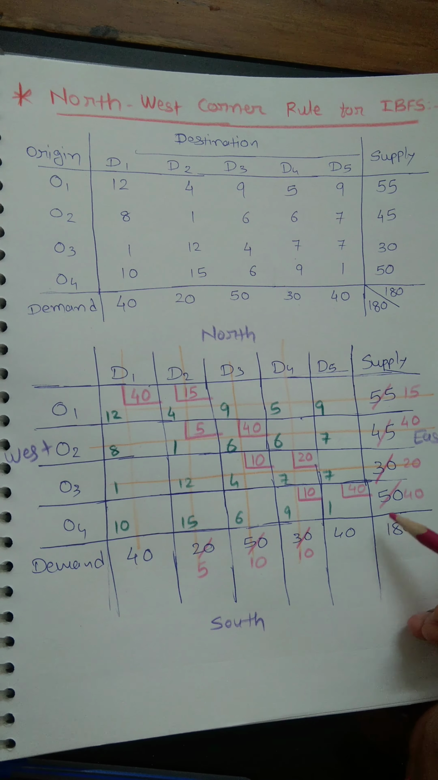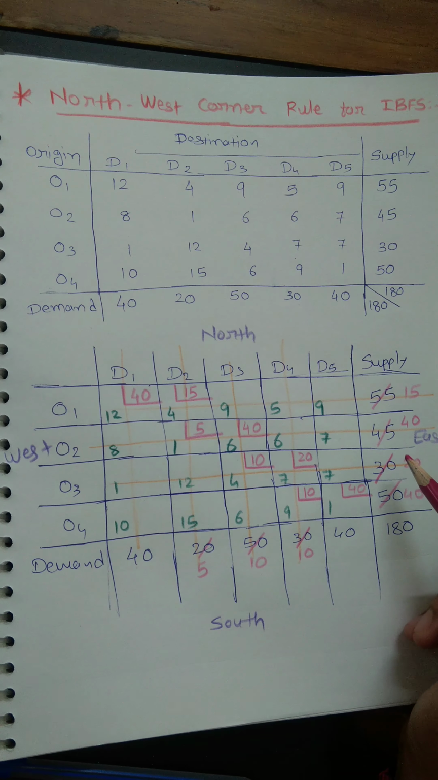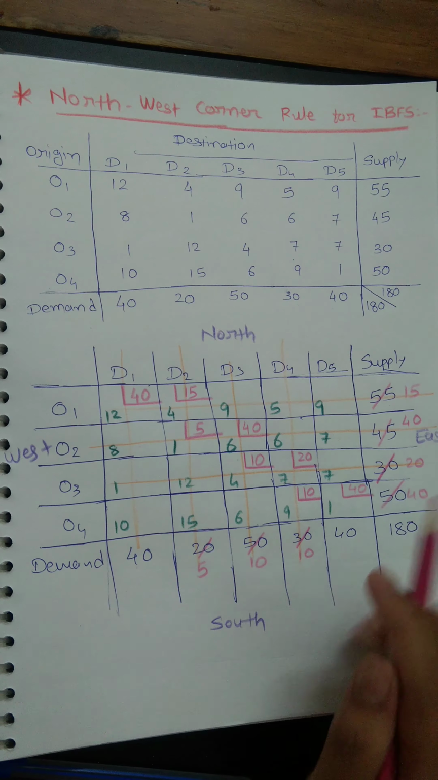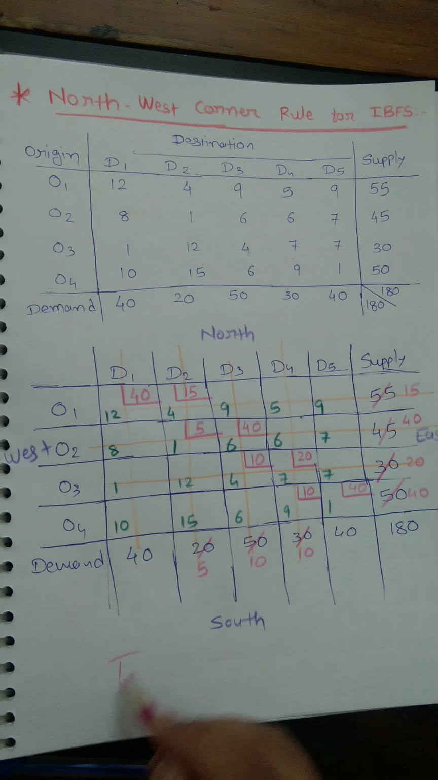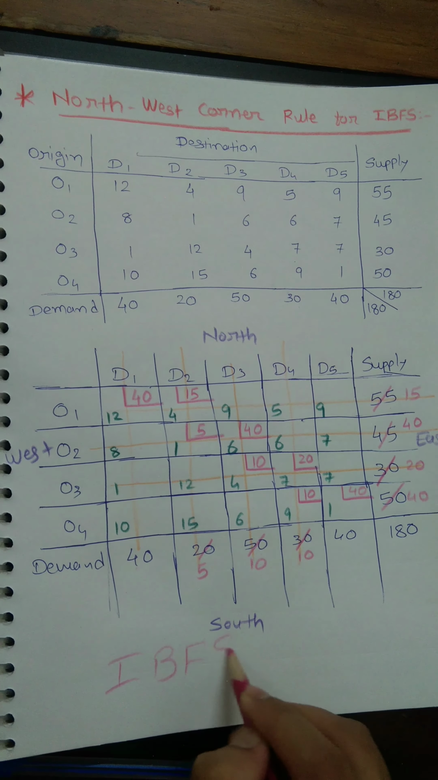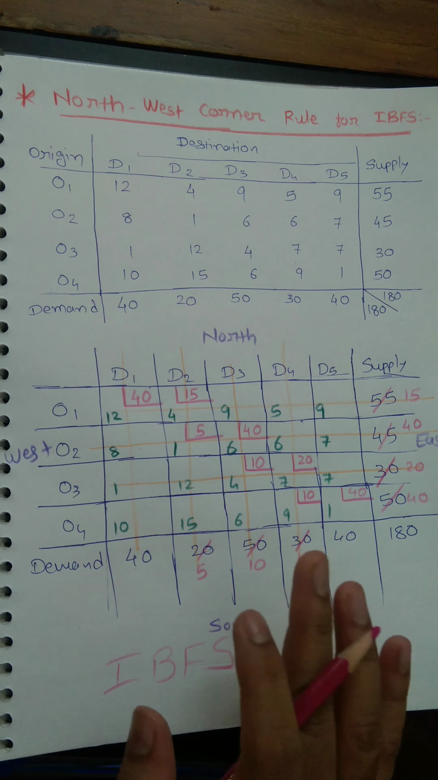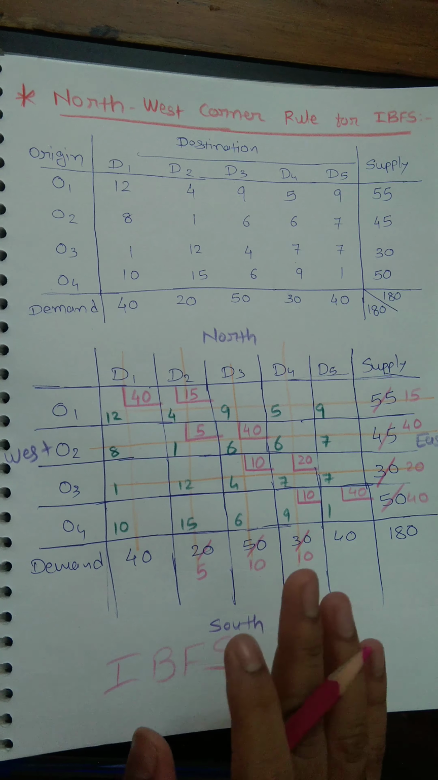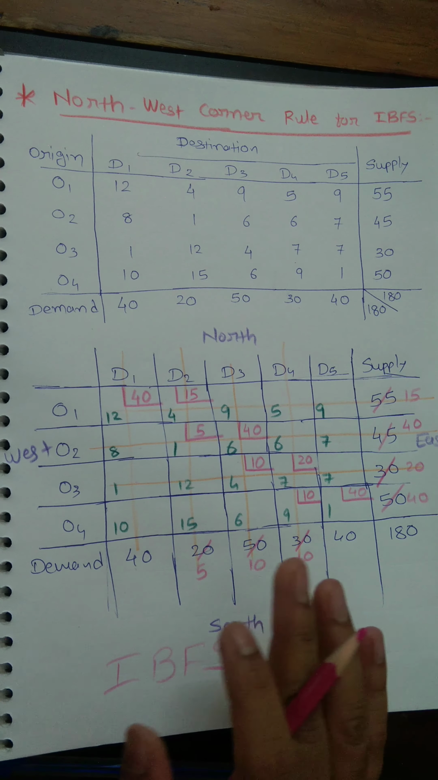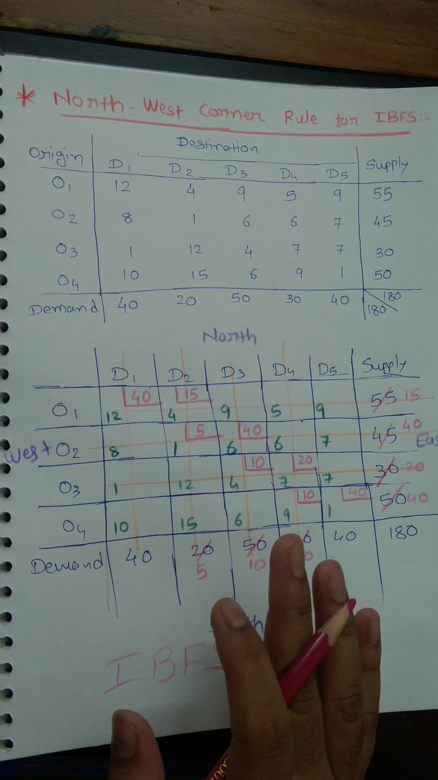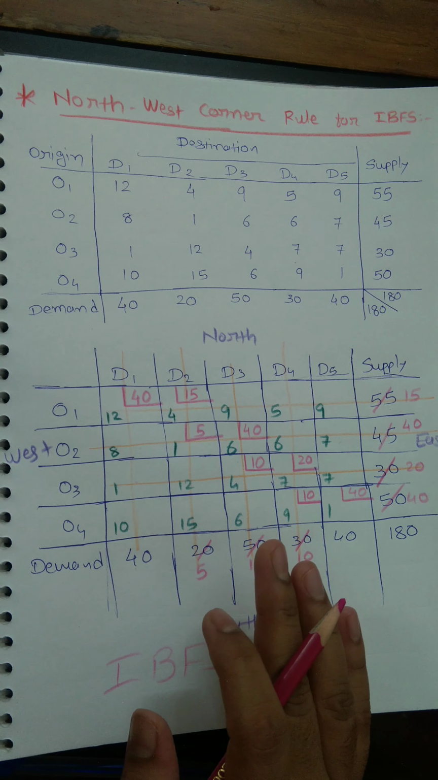Okay, so this is called the northwest corner rule for the allocation of units for the initial basic feasible solution. This is called the initial basic feasible solution, IBFS. Okay, so that's it for the first step. Further we can go for the check for optimality, but that will be covered in the next video.